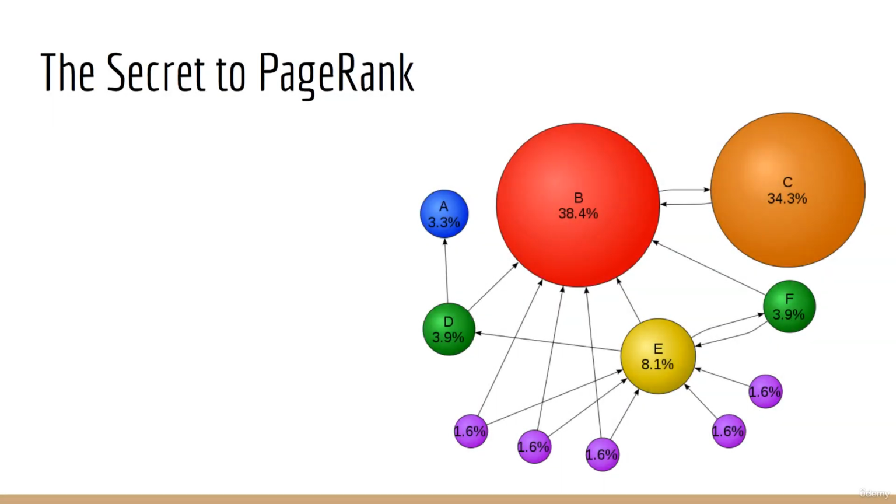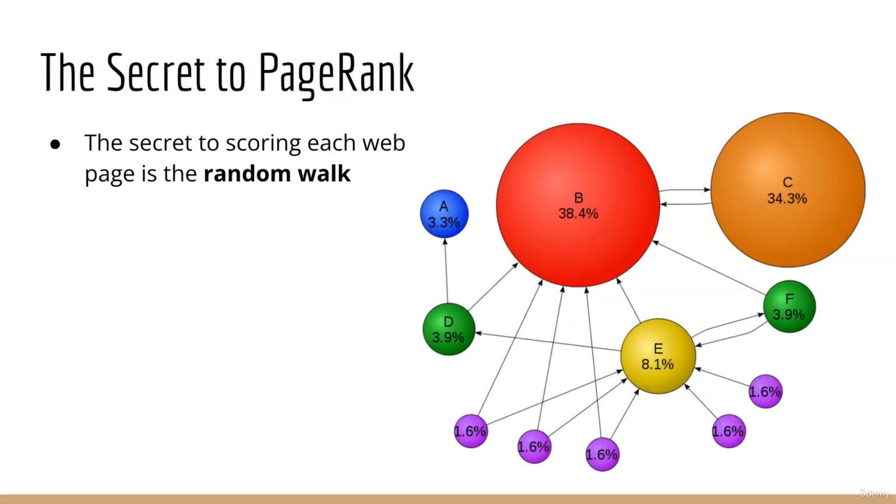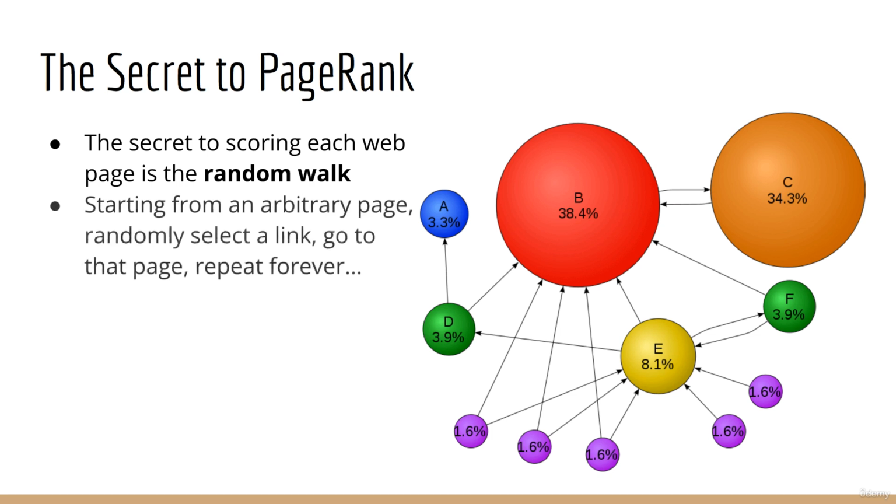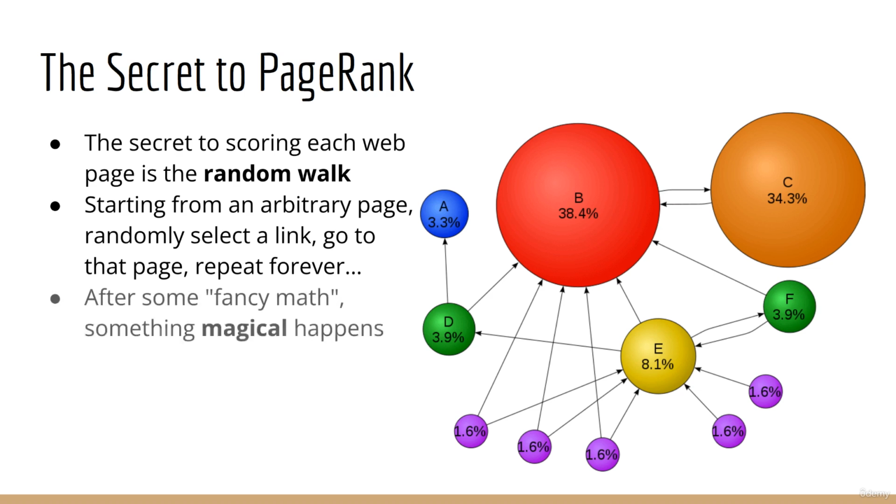So the secret to scoring each web page is to take what is called a random walk. In terms of web pages, this simply means that for each web page, we randomly select a link on that web page, go to the next web page, and repeat this process. After doing a bunch of fancy math, which is the subject of a more advanced lecture, a surprising thing happens.